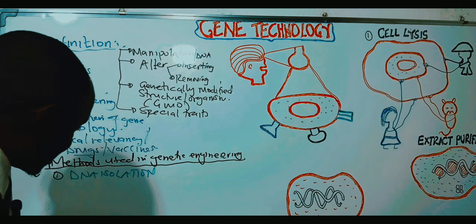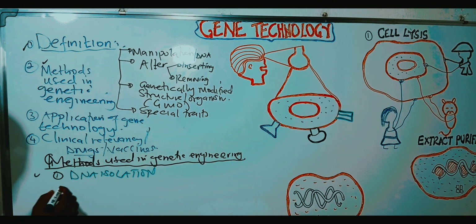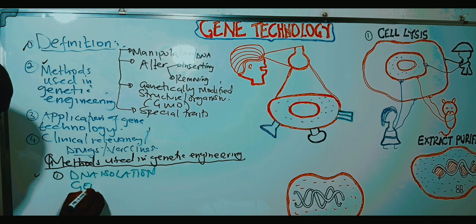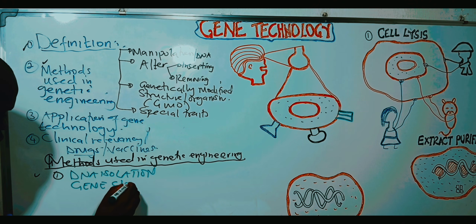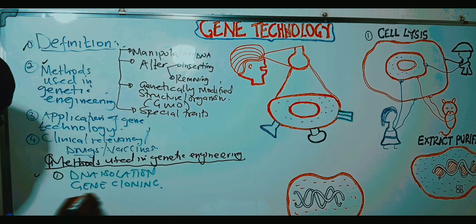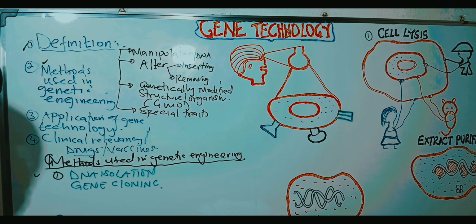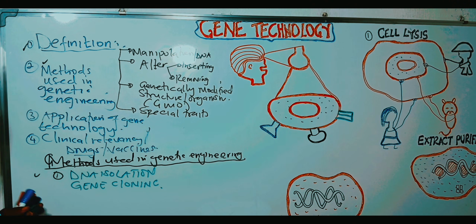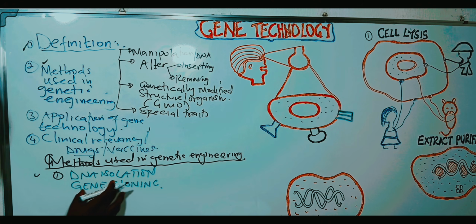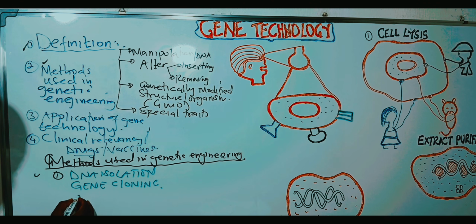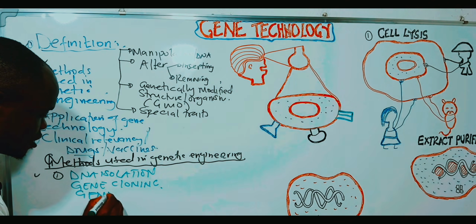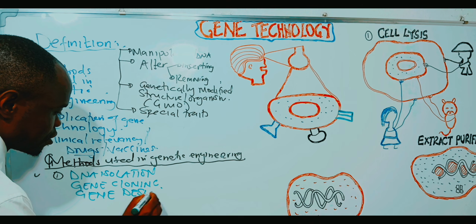Then you have what is called gene cloning. Gene cloning. After gene cloning, what's going to happen now? After we have cloned this gene, we now have what is called gene designing. The gene design.